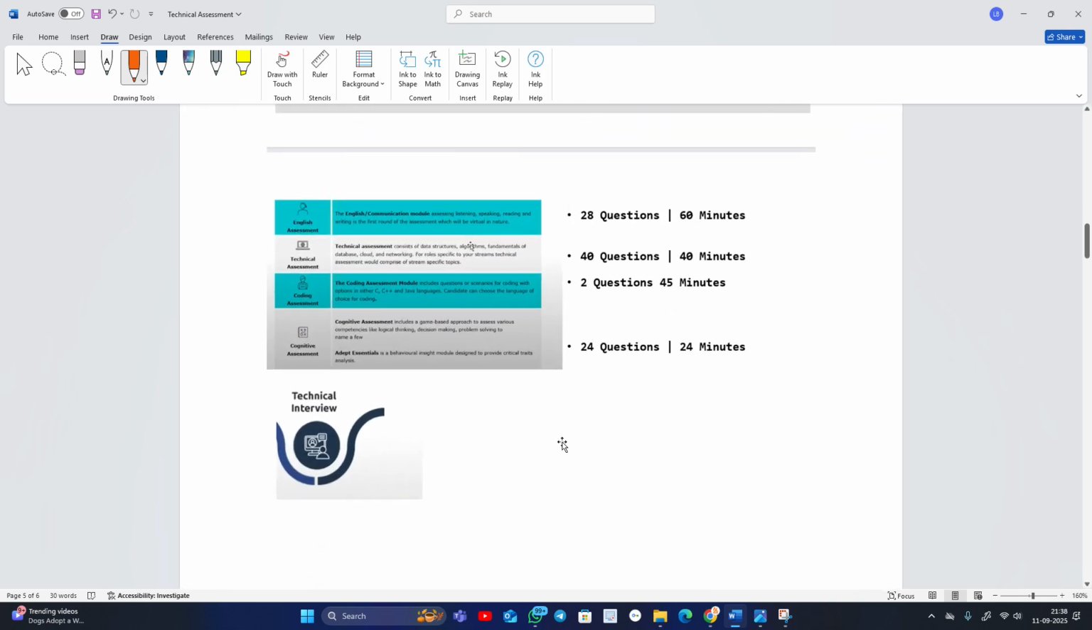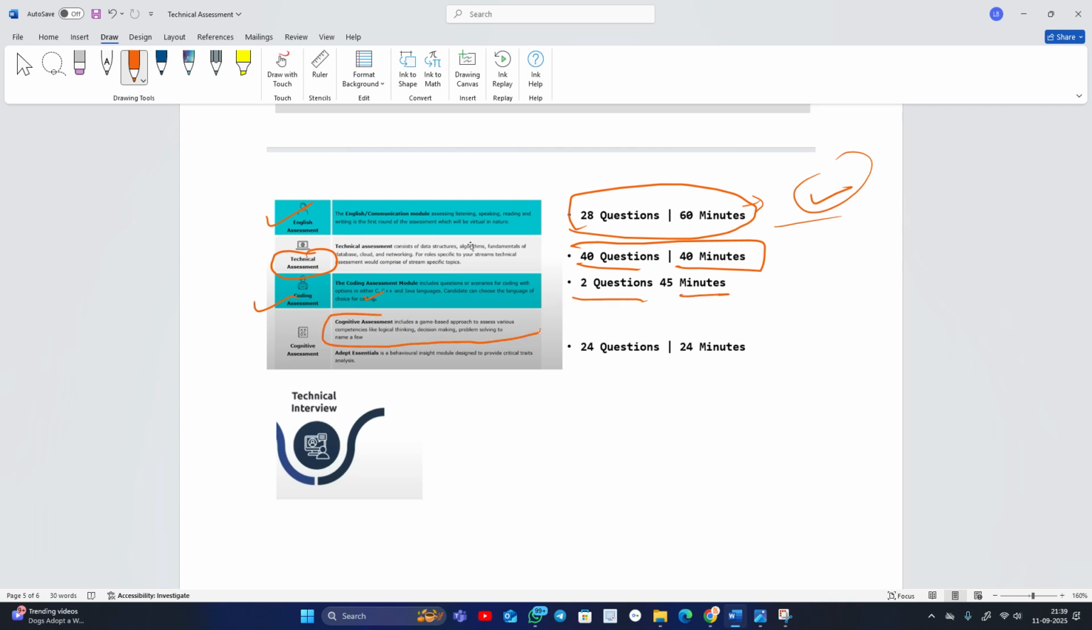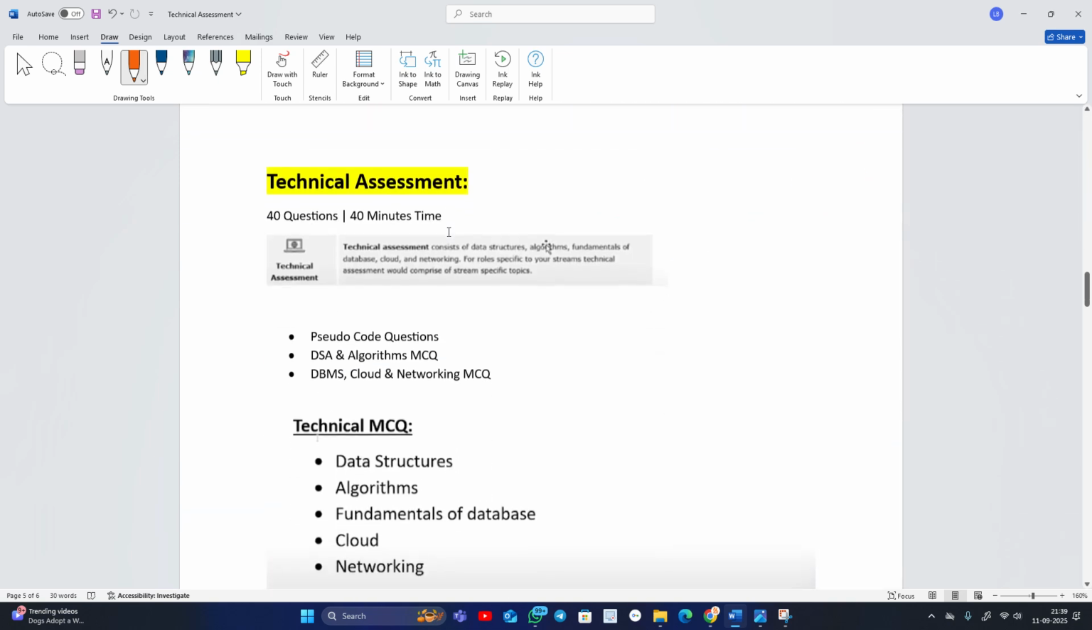As I already mentioned in the previous video, the English assessment consists of 28 questions in 60 minutes, as mentioned in the comment section. The pattern totally depends on them. The technical assessment consists of 40 questions in 40 minutes. The coding assessment consists of 2 questions in 45 minutes. The cognitive assessment consists of a game-based approach, 24 questions in 24 minutes. And Adapt Essential is a behavioral insight module designed to provide critical traits analysis. And a technical interview will be there.